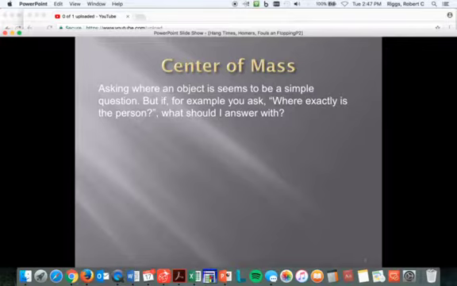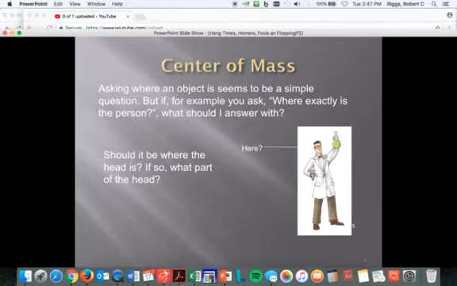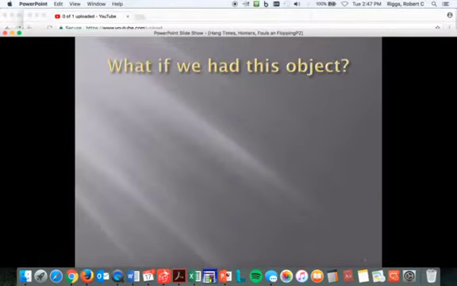Where an object is seems to be a simple question, but for example, you may ask, where exactly is the person? What should I answer with? Is it their head? Is it their hand? Is it their arm? What part? Well, we look at perhaps the center of the person. Okay, so we look at the center of mass of objects.